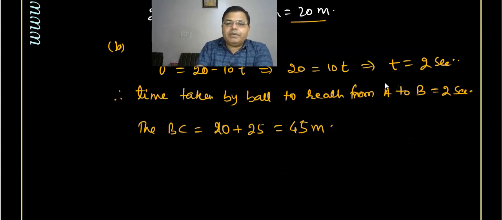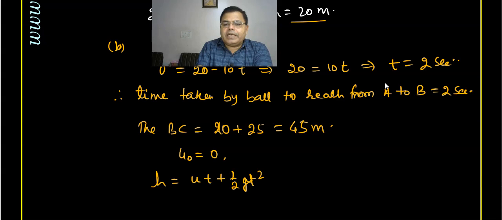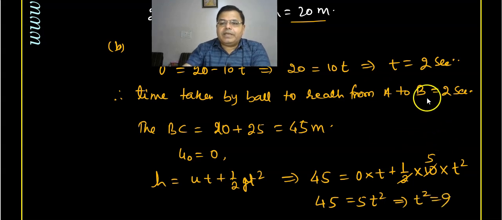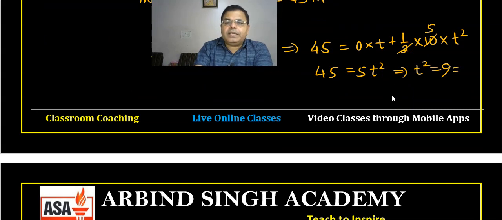So 45 meter here, g will be taken positive, but here the initial velocity is zero, because the ball is starting from rest. So here h is equal to ut plus half gt square, and in that case 45 is equal to u is 0 into t plus half into g is 10 and t square, so that is 5. So 45 is equal to 5t square, and therefore t square is equal to 9. It means t is equal to 3 second.